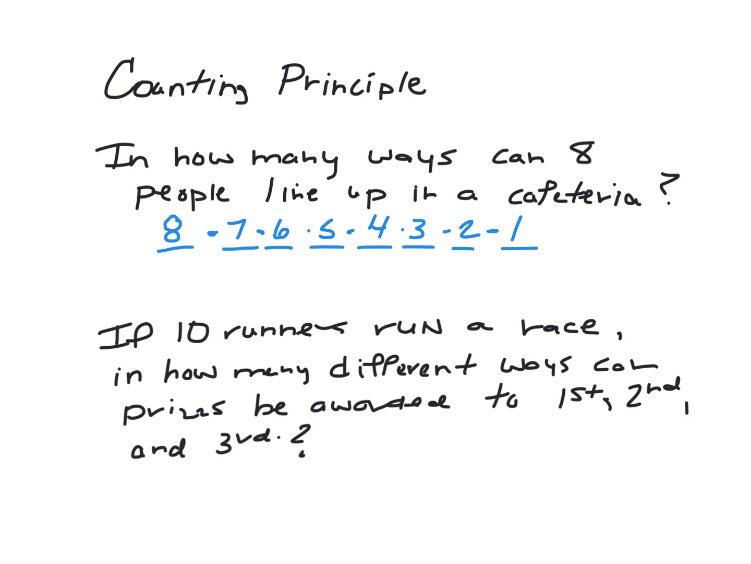When you're multiplying 8 numbers all the way down to 1, that's the same as 8 factorial, exclamation point, which you can find on your calculator under math and probability. And that would come out to be 40,320 different ways.